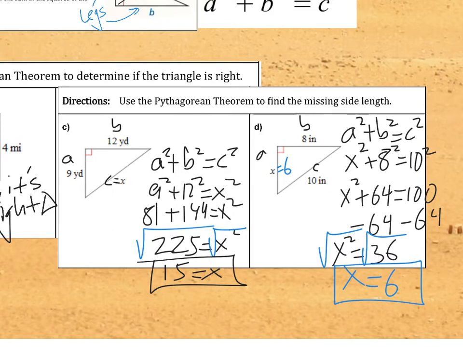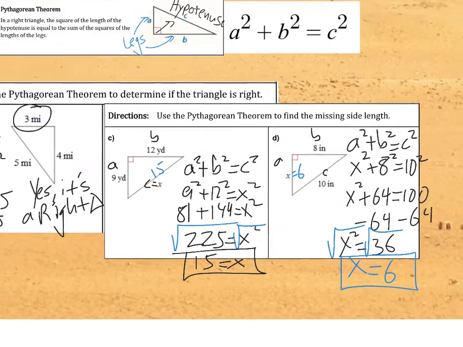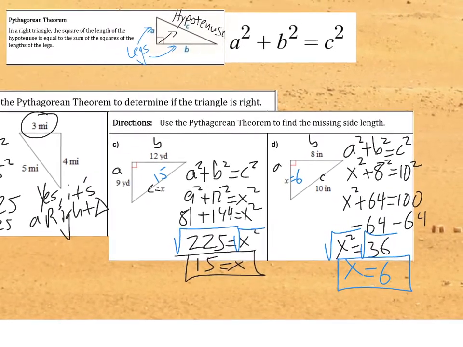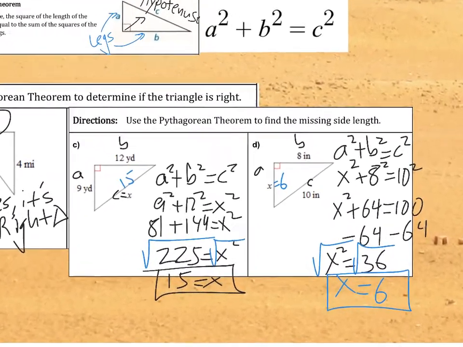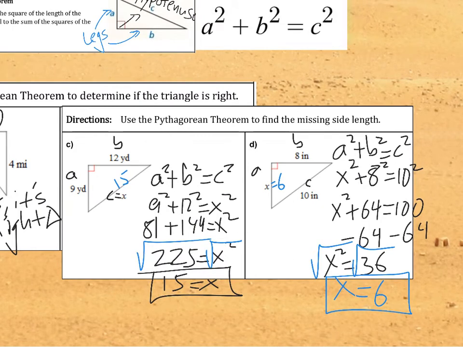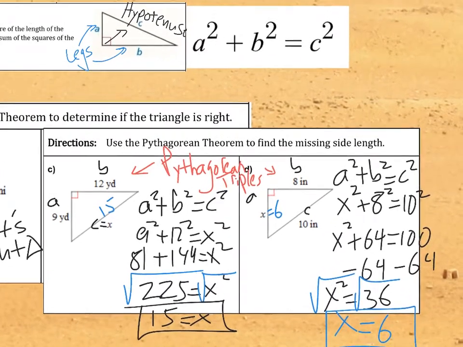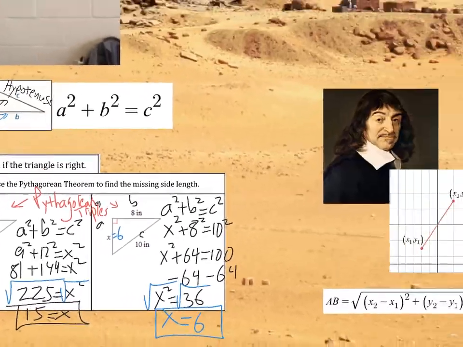All right, now these, by the way, these are called Pythagorean triples. These are special ones. 9, 12, and this came out to be 15. This is 6, 8, and 10. They will not always come out to be perfect whole numbers. A lot of the time they'll be square roots. But if they are whole numbers, then we call these Pythagorean triples. So that set of three numbers, 6, 8, 10, and 9, 12, 15 are our Pythagorean triples.